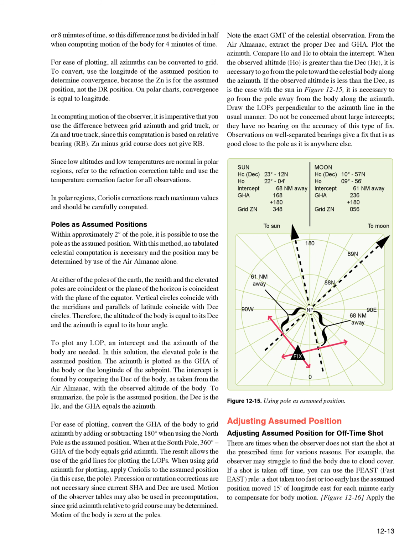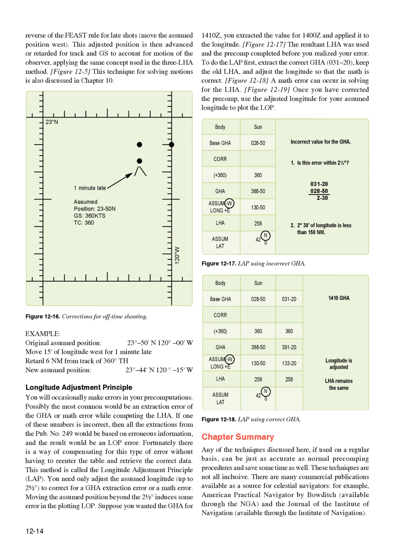Figure 12.16. Apply the reverse of the fast east rule for late shots. Move the assumed position west. This adjusted position is then advanced or retarded for track and GS to account for motion of the observer, applying the same concept used in the 3-LHA method. Figure 12.5. This technique for solving motions is also discussed in Chapter 10.